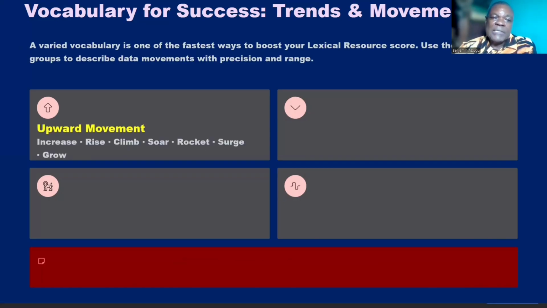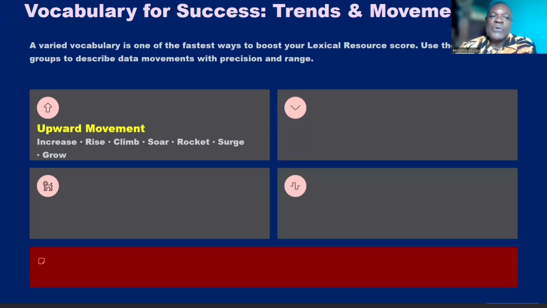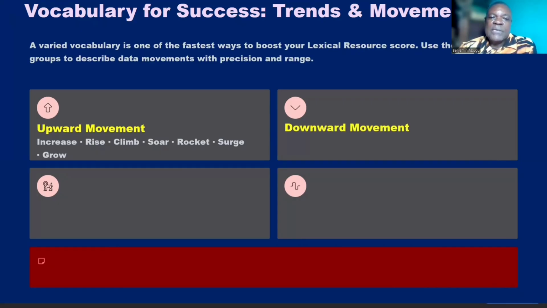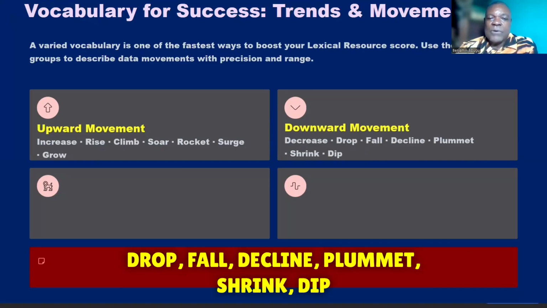Upward movement: increase, rise, climb, soar, rocket, surge, grow. These are words you can use to describe upward movement. And for downward movement, you can use words like decrease, drop, fall, decline, plummet, shrink, dip.